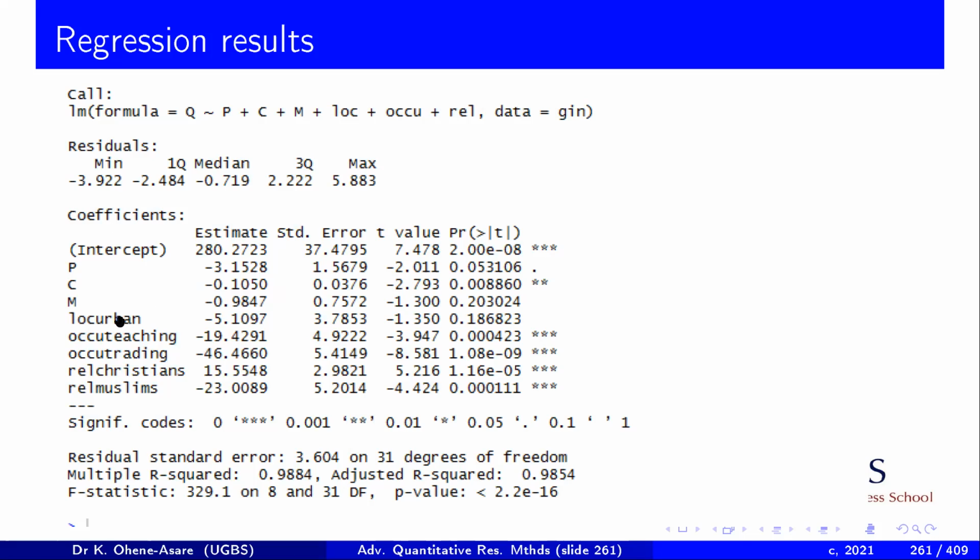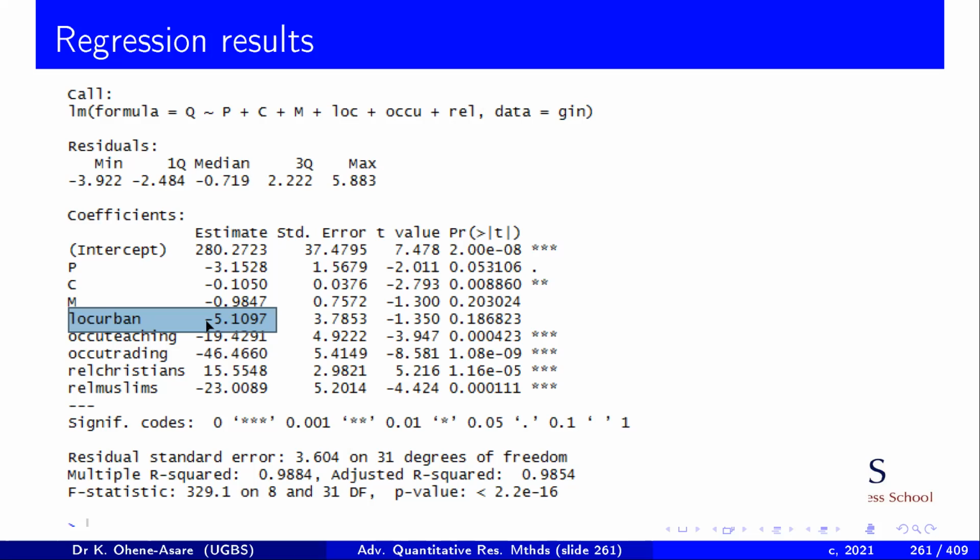So we interpret the location urban. On average, given the price of gin and the complement price of gin, the income of the people, the occupation and religion of the people, quantity demanded of gin is expected to be 5.11 units less if the people are located in an urban than rural area.